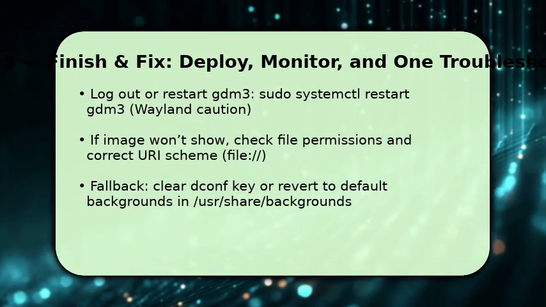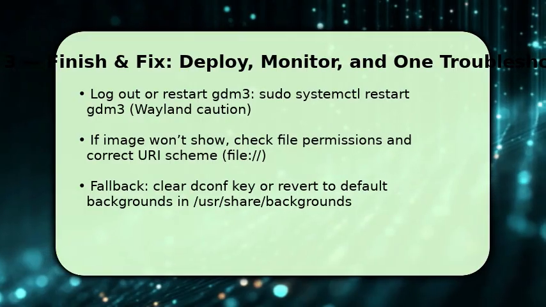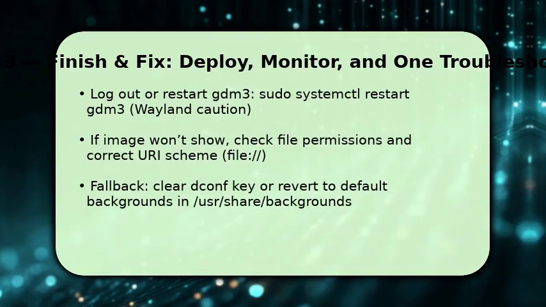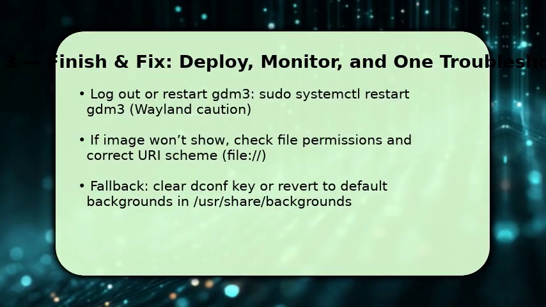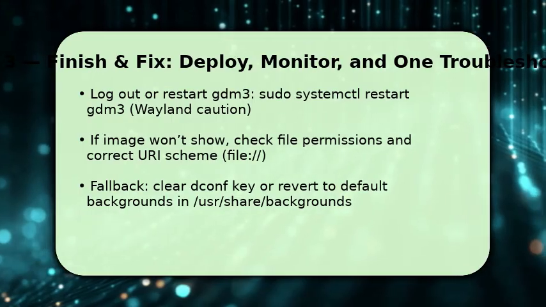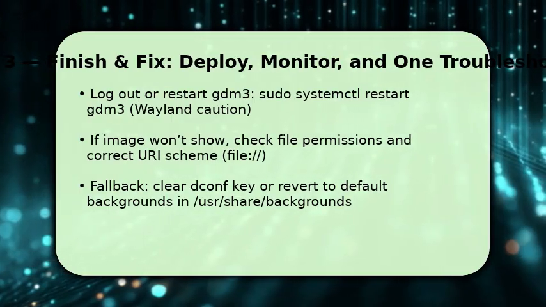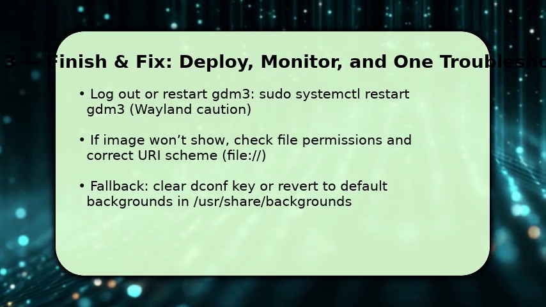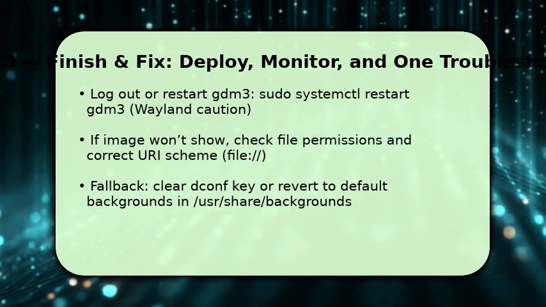If the image fails to appear, make sure the file has readable permissions and that the dconf key uses a proper file:// URI. If problems persist, reset the org.gnome.desktop.screensaver picture-uri, or swap back to a default image in /usr/share.